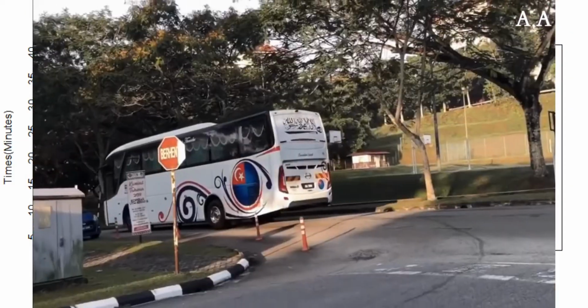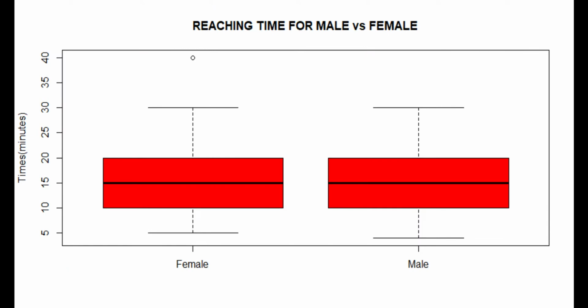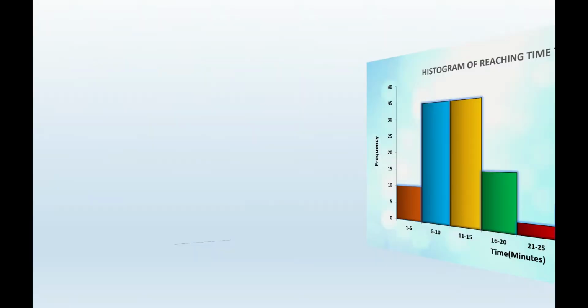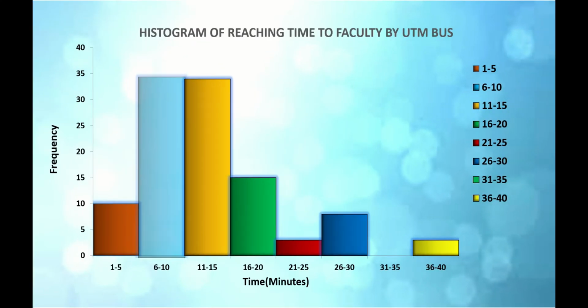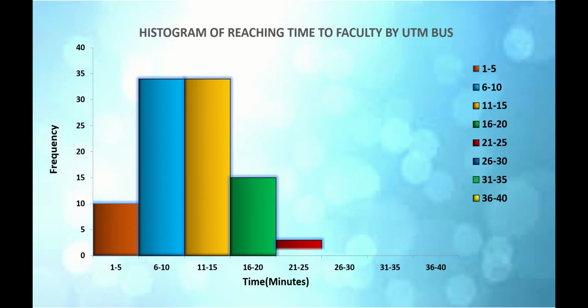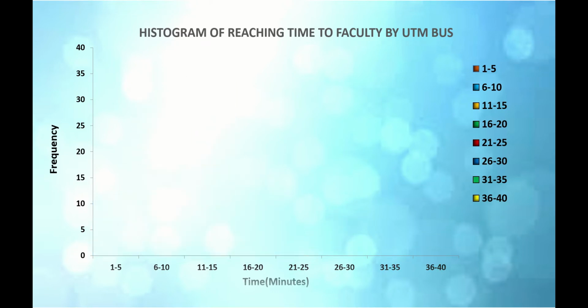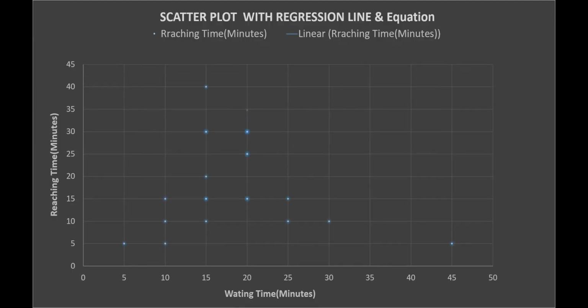From the representation of the box plot, we found similarities between our comparisons. There is not much difference for reaching time. The maximum reaching time is 30 minutes. For both male and female, the minimum reaching time is 4 minutes. Reaching time may vary depending on their respective destination. As the medians for both box plots are equal, we can identify those as symmetrical distributions. Meanwhile, the frequency is quite high from 0 to 20 minutes.